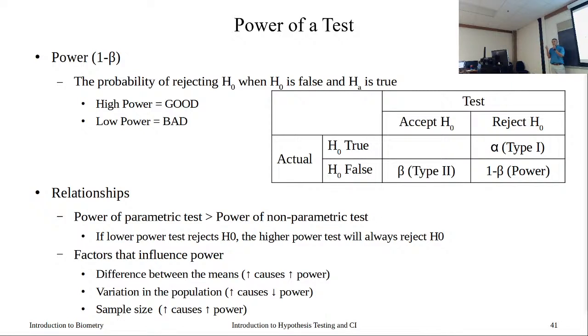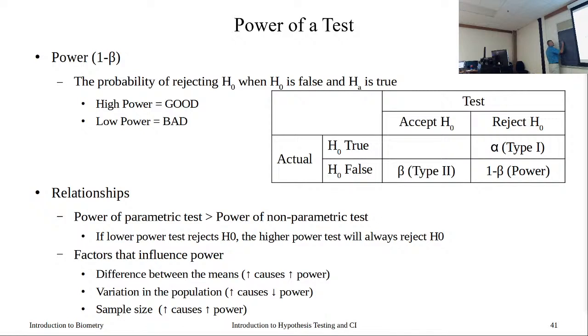So if we're trying to detect differences in the means, and we have means that are close together, our test is going to have less power to detect that difference than if our means are really far apart. That should make sense, right? So the more different our means are, the higher the power of our test. Same thing goes with variation in our population.